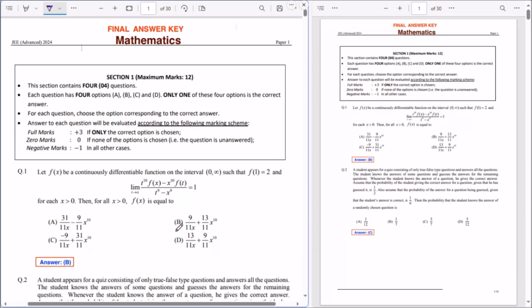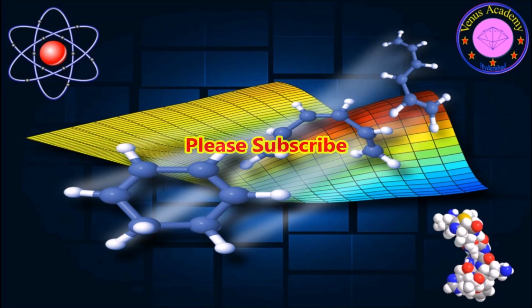Dear students, today we are going to see the question paper of JEE Advanced 2024. As all of you know, this question paper consists of three subjects: mathematics, physics and chemistry. Each subject consists of 60 marks. That is, paper 1 total marks allotted are 180 marks. Let us see the questions.